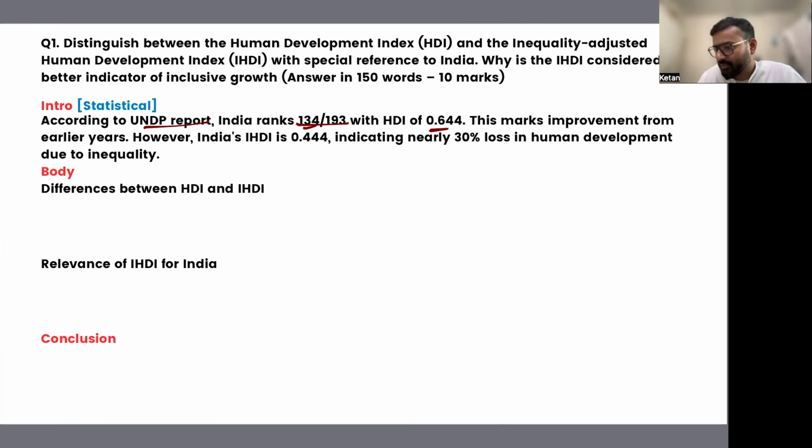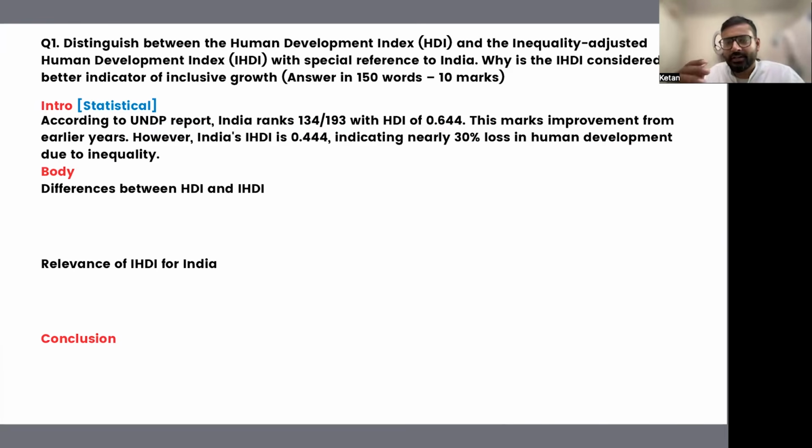Now, this marks an improvement from earlier years. However, now you introduce IHDI. India's IHDI is 0.444, indicating a nearly 30% loss in human development due to inequality. So using data, this can be a very good introduction and straight away sets the context in which this question has been asked.